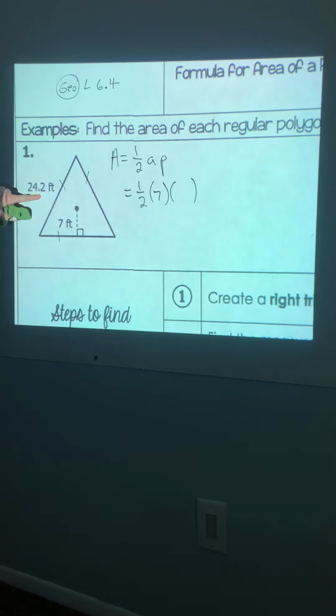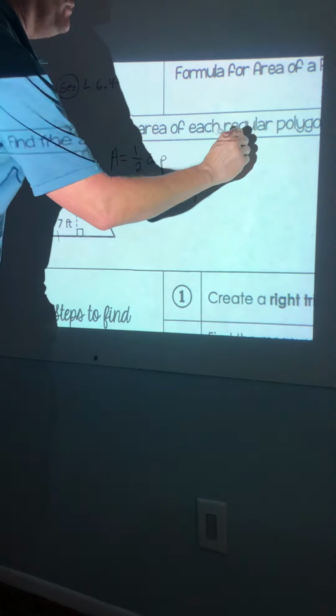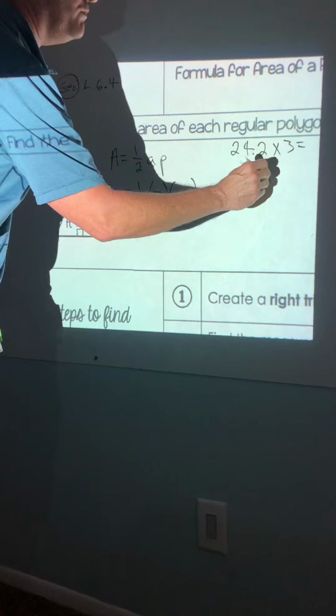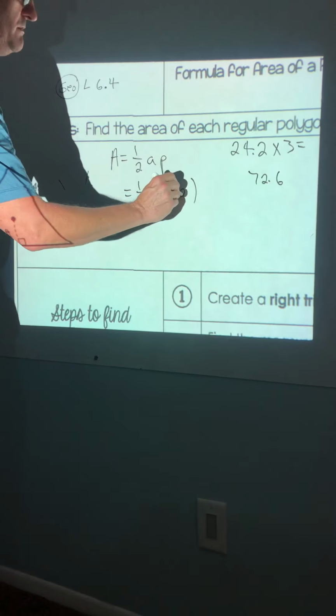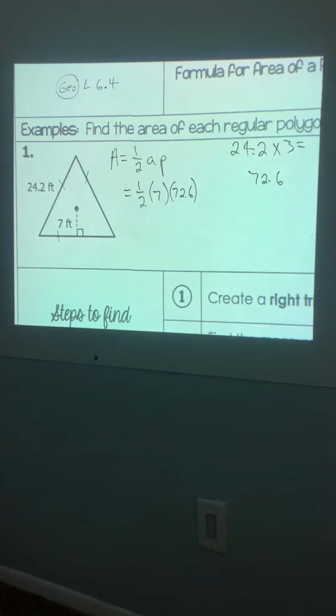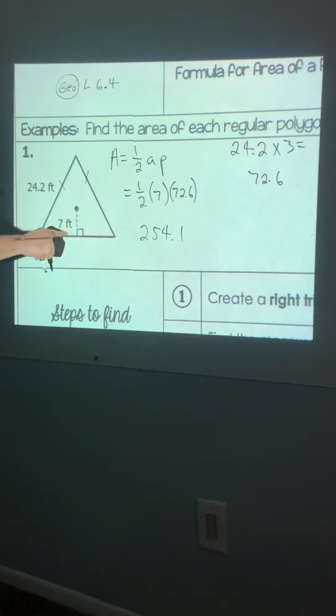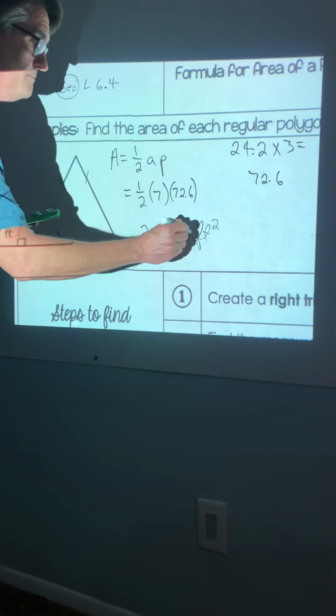But remember, 24.2 is one of the sides, but all 3 are equal. So you can take 24.2 and just multiply by 3. If you multiply that out, you get 72.6, and you pop that in here. Like I said, the main deal with this unit is just finding the right formula. So here we go: 0.5 times your 7 times your 72.6, and I get a total area of 254.1, and you put feet squared because we're still doing area.